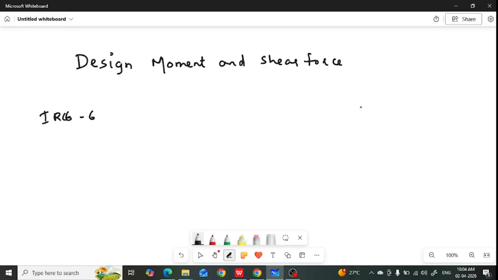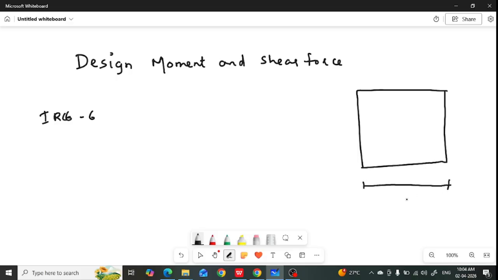Okay, so here you see you have two spans. The interior panel is just like a two-way slab. You have to design the shorter span as well as the longer span. So here you know the bending moment in the shorter span and also the bending moment in the longer span. So you need to get the design moment for the shorter span as well as for the longer span.